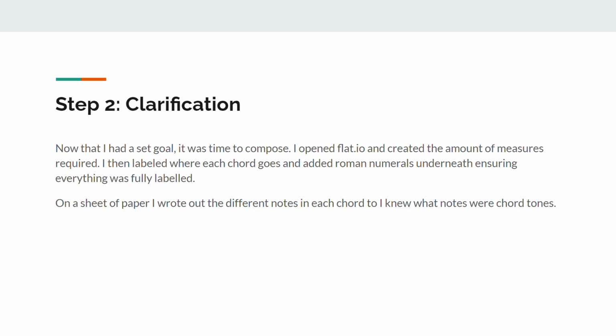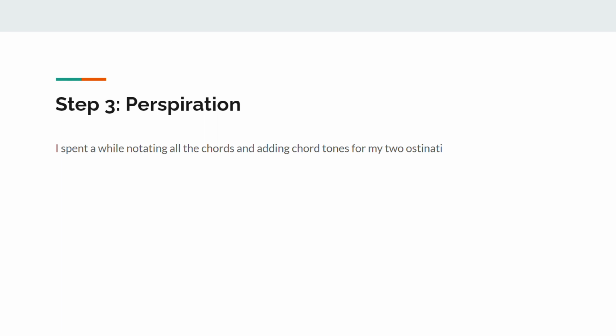Step 2. Clarification. Now that I had set a goal, it was time to compose. I opened flat.io and created the amount of measures required. And then I labeled where each chord goes and then added Roman numerals underneath, ensuring that everything was fully labeled. On a sheet of paper, I wrote out the different notes on each chord, so I knew what the notes were and what the chord tones were. Step 3. Perspiration. I spent a while notating all the chords and adding chord tones for my 2 ostinati.